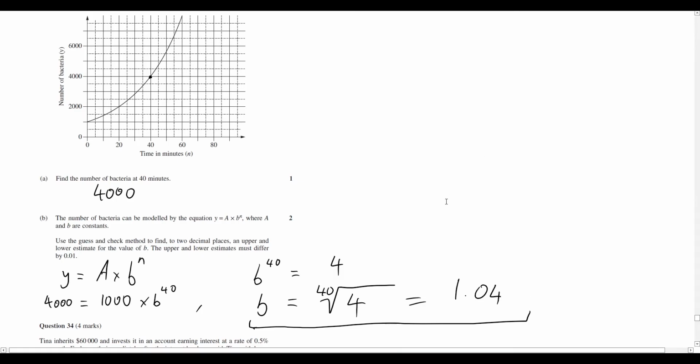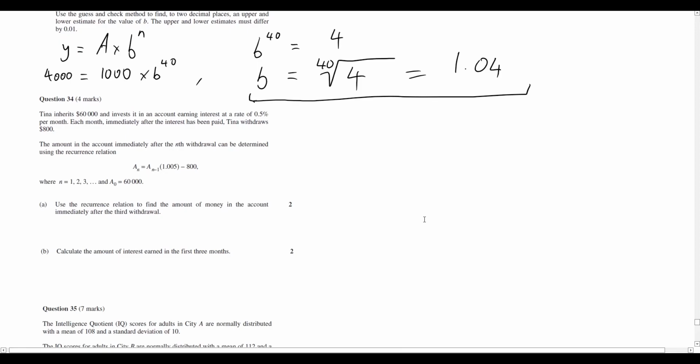Okay, question 34. Tina inherits $60,000 and invests it in an account earning interest at a rate of 0.5% per month. Each month, immediately after the interest has been paid, Tina withdraws $800. The amount in the account immediately after the nth withdrawal can be determined using the recurrence relation a sub n equals a sub n minus 1 times 1.005 minus 800. n is an integer value, and we know that a naught equals 60,000.